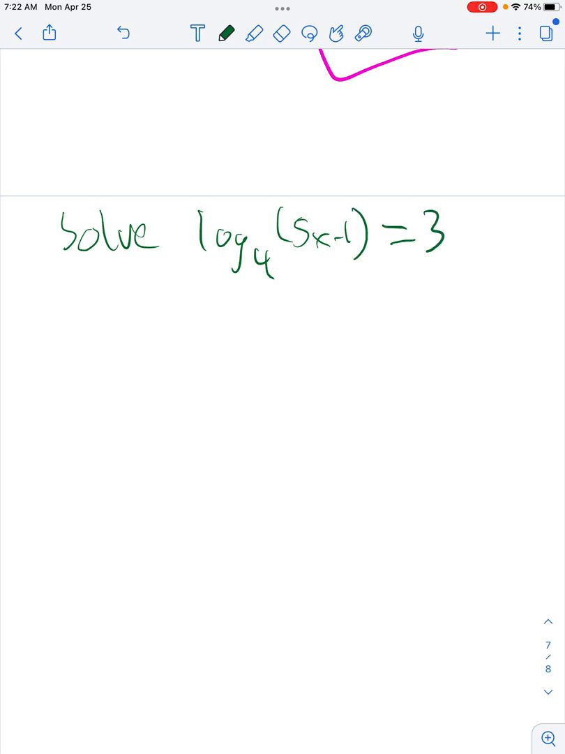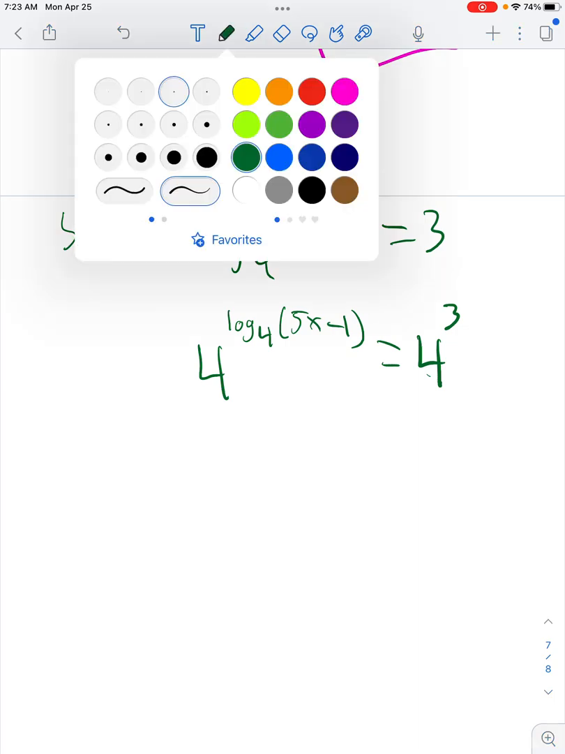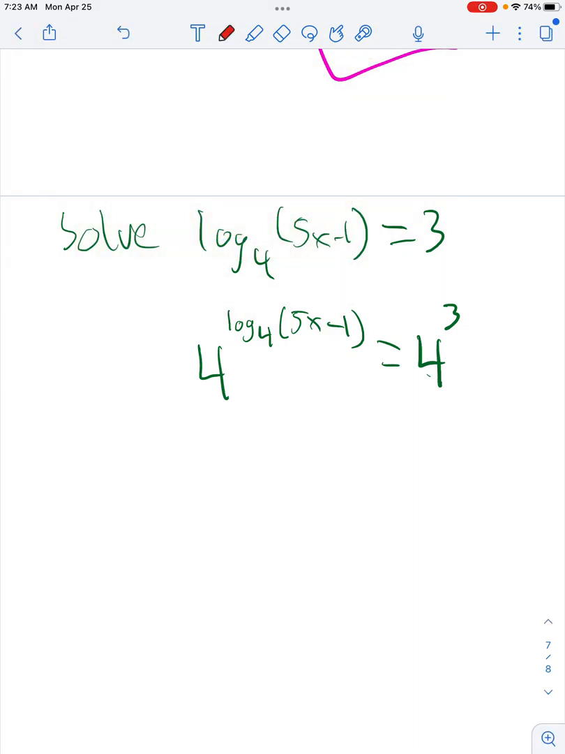So what I'm going to do in order to cancel out this log is I'm going to raise everything to this exponent. So I'm going to create a base of 4, but I'm going to bring up everything else right here. But remember, anything I do on the left side, I also have to do on the right side. So I'm raising all of this stuff up into my exponent and then bringing in a base of 4. And the reason I want to do that is because this cancels out.